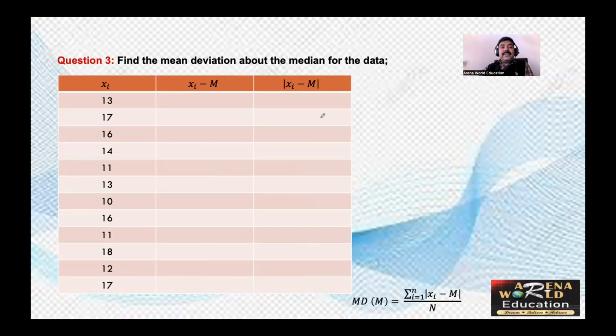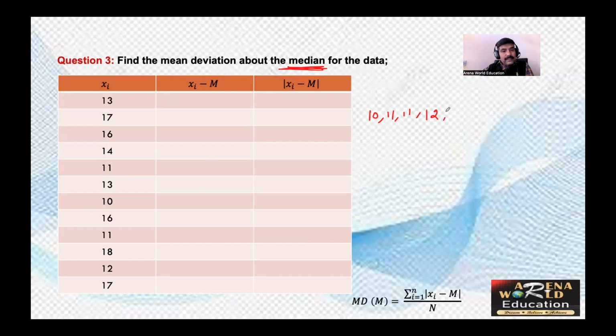In question number 3, we have to find the mean deviation, but the central value is the median, right? So just like the previous one, xi is given, but here we have to calculate the median, right? To find the median, first of all, we have to arrange the given data in ascending or descending order, right? So let us write it in ascending order. What will be the first value? It is 10, then 11. 11 is 2 times. Then it is 12. So 12 is only 1 time.